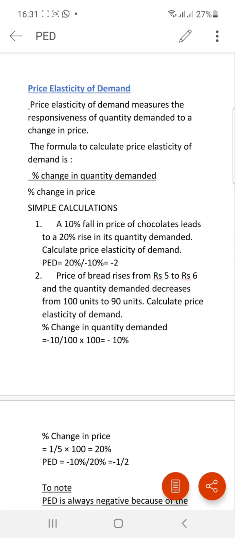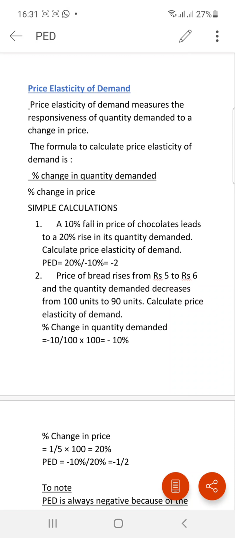So first, a 10% fall in the price of chocolate leads to a 20% rise in the quantity demanded. So PED will be 20% divided by negative 10%, which is equal to minus 2. The percentage will cross out. 20 divided by minus 10 gives us minus 2. Now, why do we take minus 10%? It is because the price of chocolate has fallen. So a fall in price will be registered as a negative 10%. So PED will be equal to minus 2.